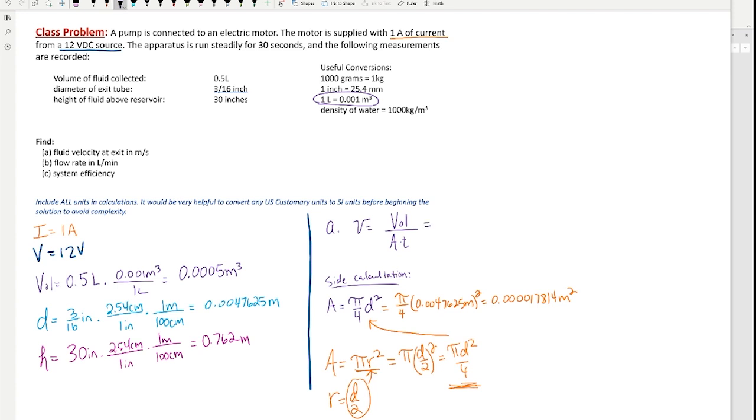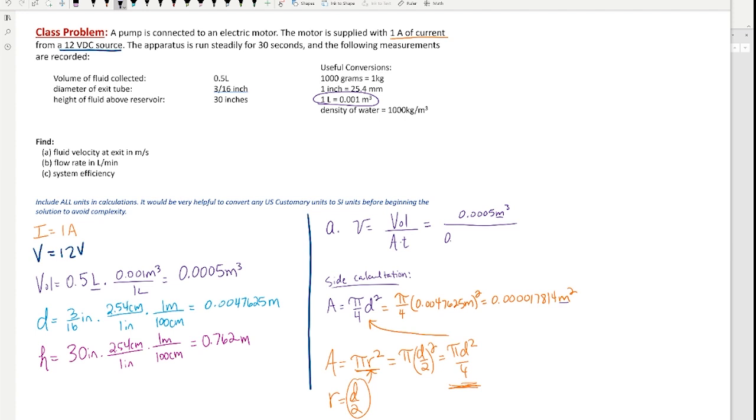So now we have our area, we have our volume, which was 0.0005 meters cubed. Notice we have meters cubed here and we have meters cubed for our area. This confirms to us that we could not use the liters version of our volume that we had given to us in the problem statement.